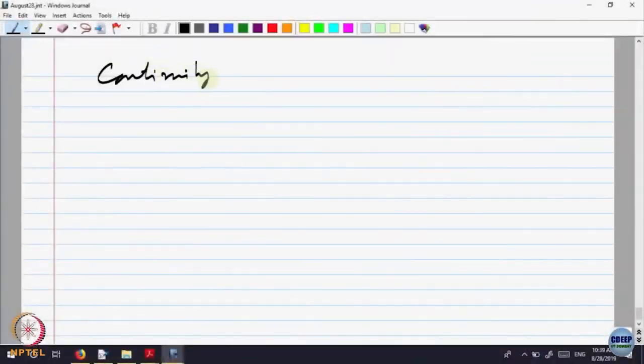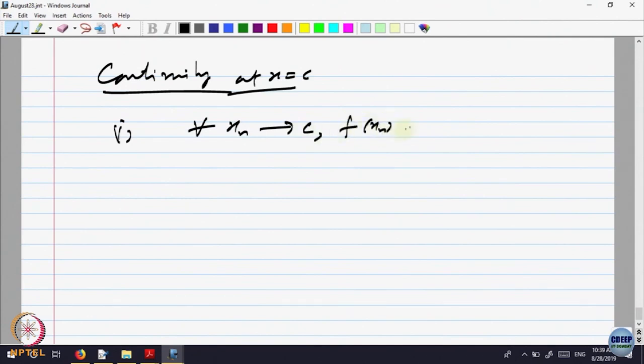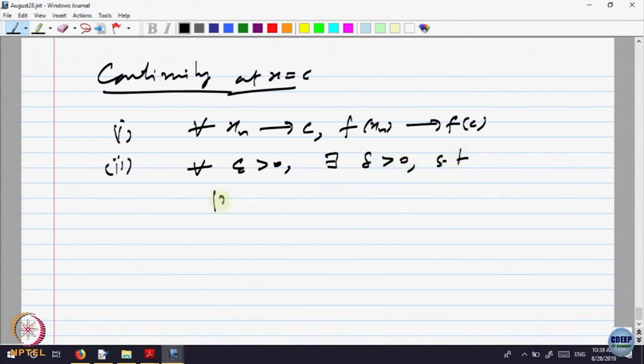We have two ways of defining continuity at x equal to c. One was, for every x_n converging to c, f of x_n converges to f of c. And second, for every epsilon bigger than 0, there is a delta bigger than 0 such that |x - c| < delta implies |f(x) - f(c)| < epsilon.